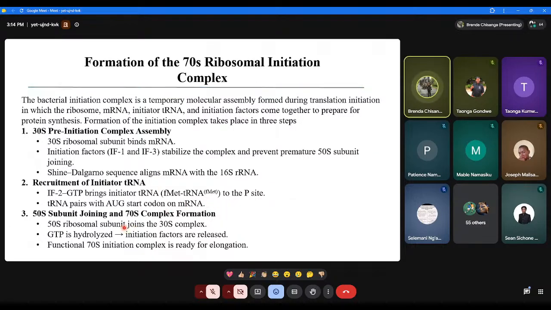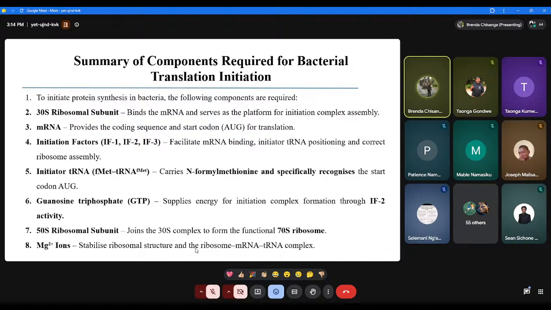And then finally, you're going to have assembly of the 70S ribosomal unit, where now we bring in the 50S ribosomal unit. So these are just notes.